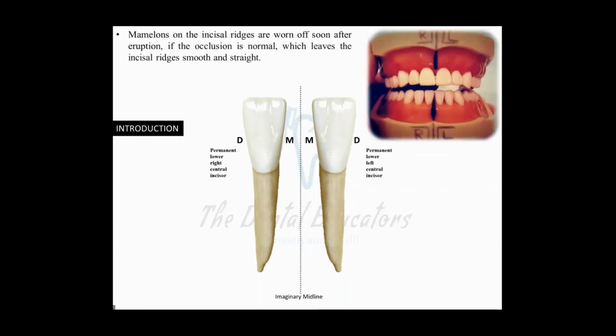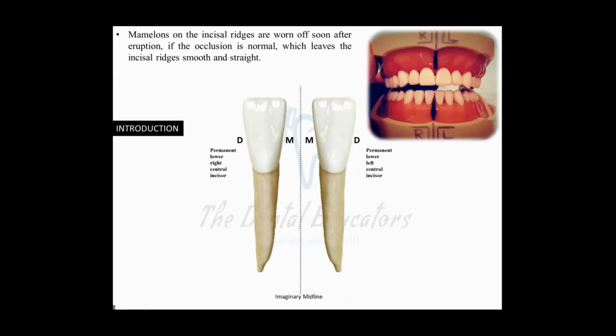Now further on, mamelons are worn off on the incisal edges as soon as the tooth has erupted into the oral cavity and is in occlusion. So you can see here the mamelons are worn off. You can't see the mamelons in these mandibular central incisors.